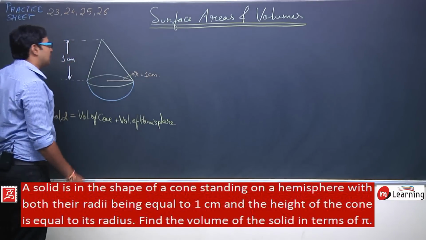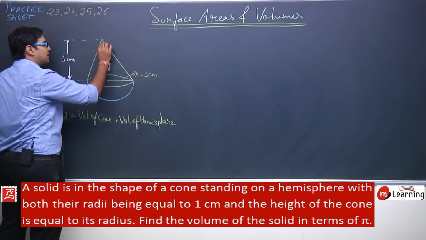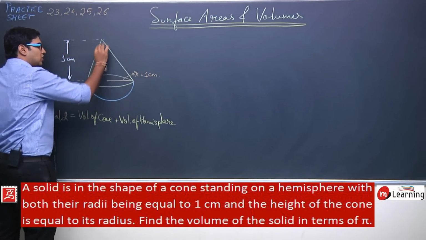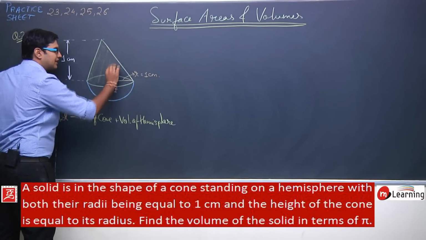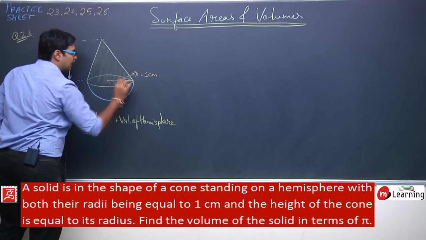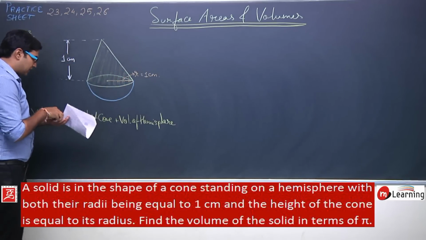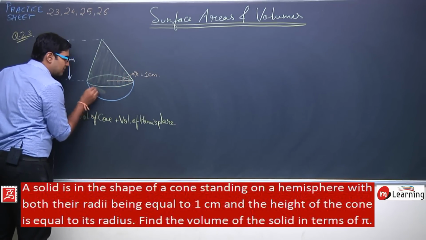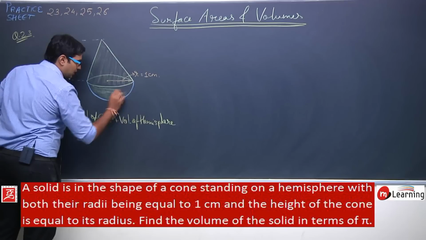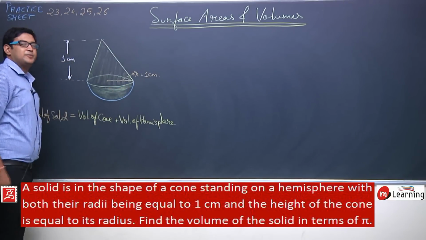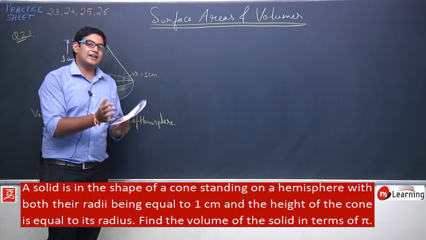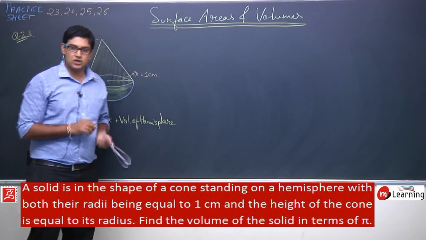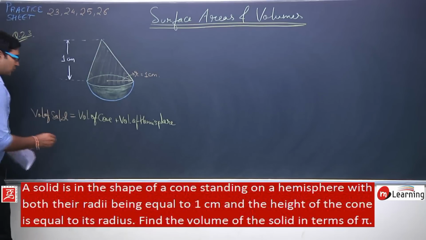So whatever amount of water can be contained in this solid will be equal to the amount of water contained in this cone plus the amount of water contained in this hemisphere. So that must be the total volume, or the total amount of water that can be contained inside this solid.